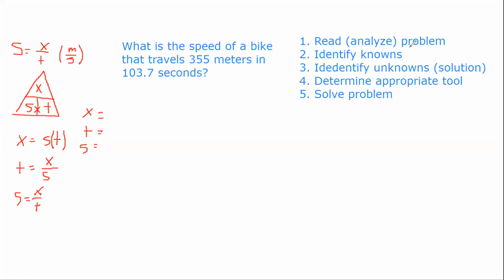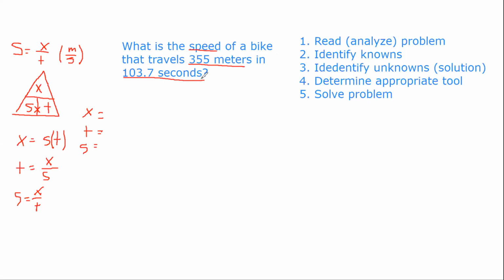So the first thing is you read the problem, then you're going to identify knowns, identify unknowns, and then you're going to determine the appropriate tool, which is really like use the equation that's solving for your unknown. So what is the speed of a bike that travels 355 meters in 103.7 seconds?